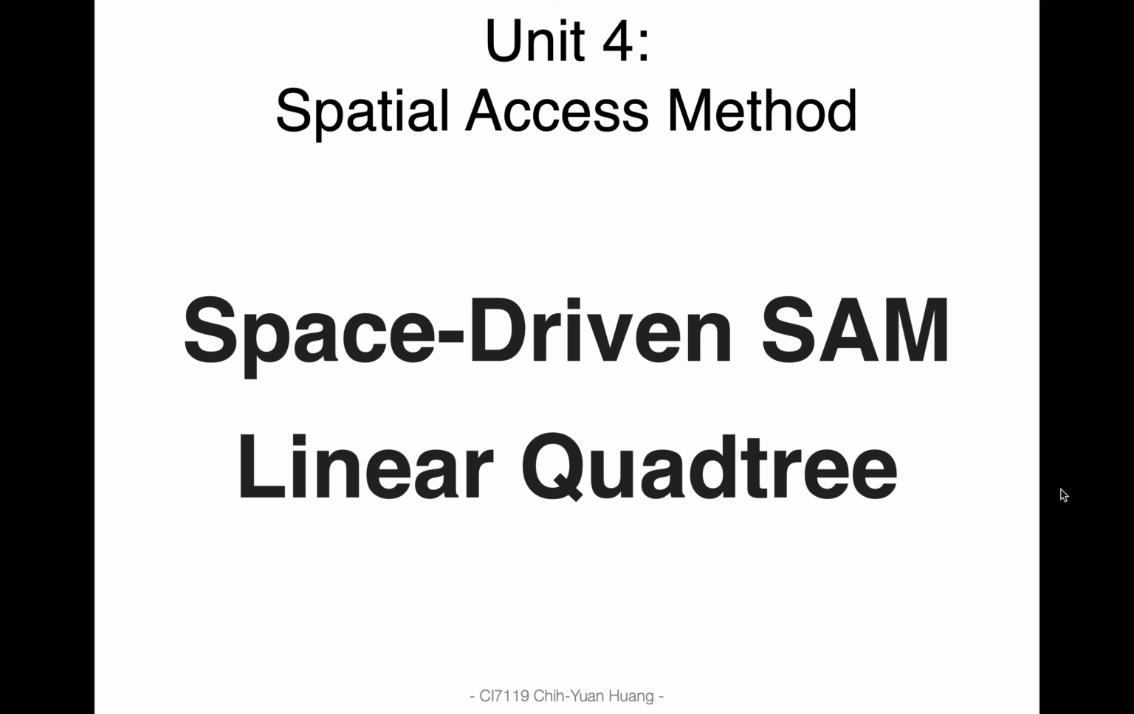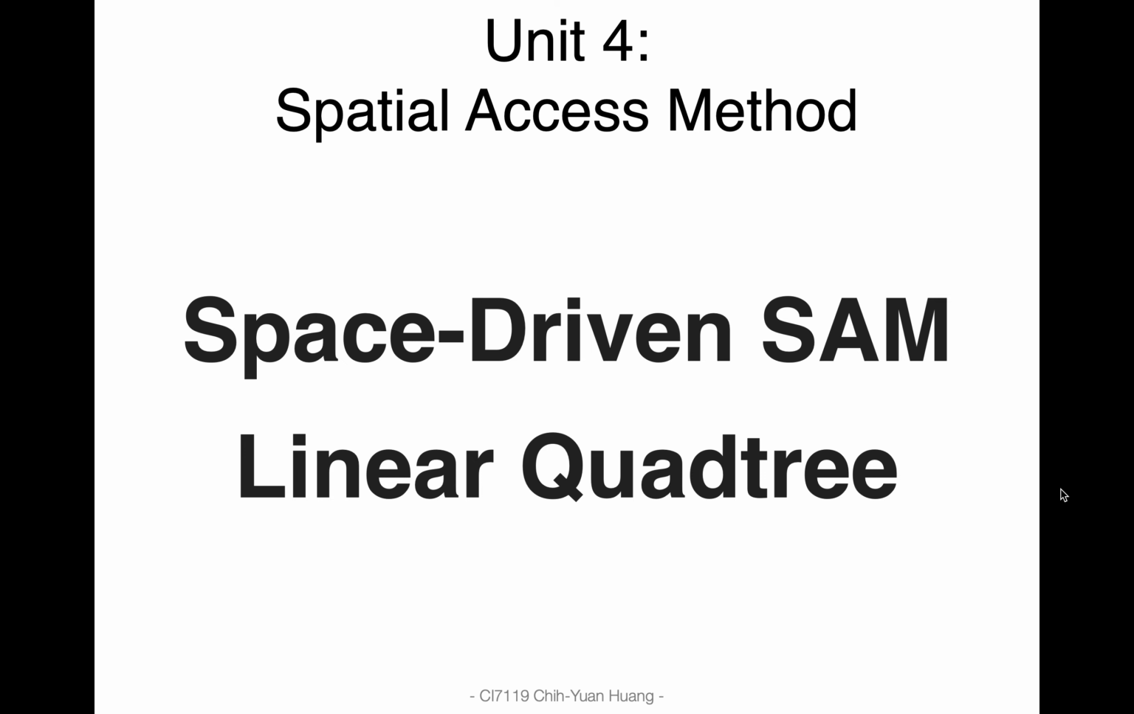Here we are going to talk about the linear quadtree as the last space-driven SAM that we are going to introduce in this course. So earlier we talked about the quadtree, and we know that one of the critical problems with the quadtree is that it is not a balanced tree, so it will suffer from the skewed distribution of the data. Which means that some part of the tree will be deeper than another part of the tree, and as we know, the query performance will be different if the tree depths are different. So how to solve this problem?